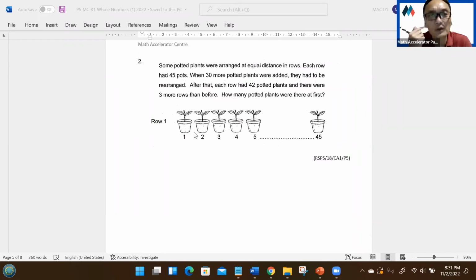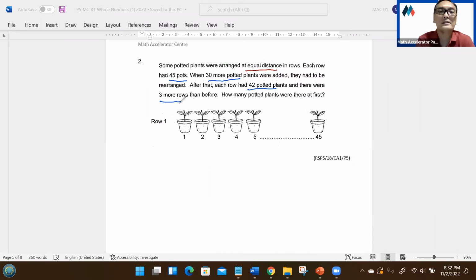Now, to solve this question, let's go back and highlight some of the keywords. First, we know that they were arranged at equal distance. Then we know that each row has 45 pots. When 30 more pots were added, they had to rearrange. After that, each row has 42 potted plants, and there are 3 more rows. So how many potted plants were there at first?